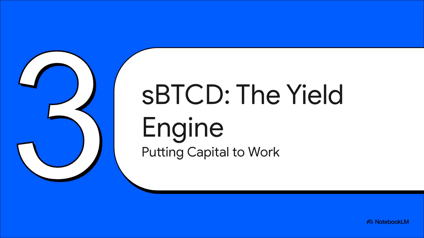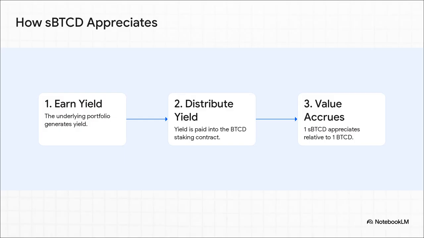All right, now let's talk about the other token, sBTCD. This is where things start to get really interesting, because this is the yield engine for the entire system. The way it works is honestly beautiful in its simplicity. So that underlying 50-50 portfolio, it's out there earning yield all the time. That yield then gets funneled into the staking contract. And the result is that, over time, one single sBTCD becomes worth more and more BTCD. It just keeps appreciating against the base token.